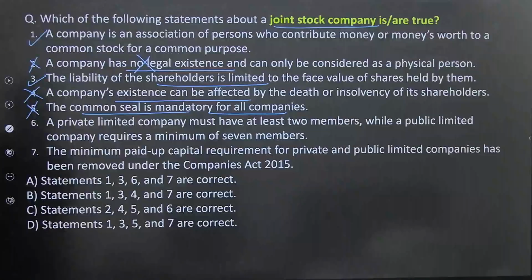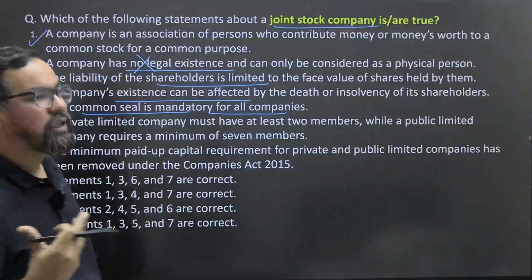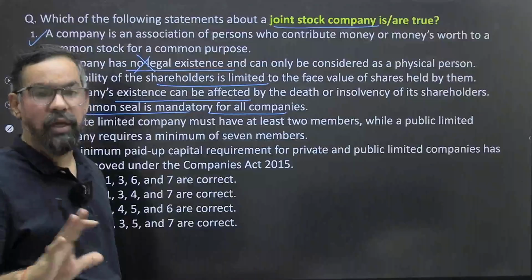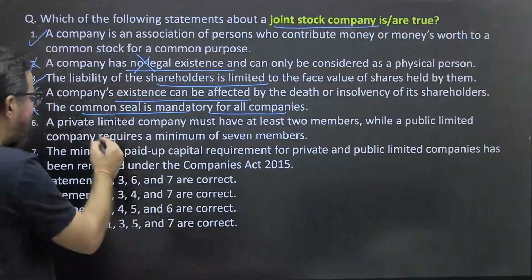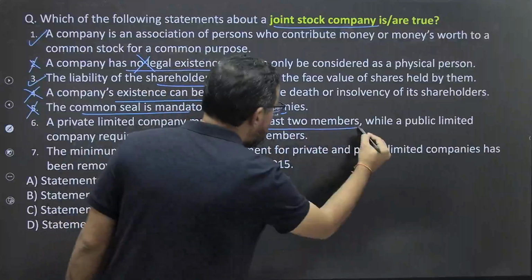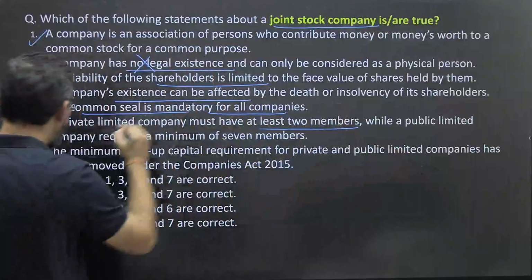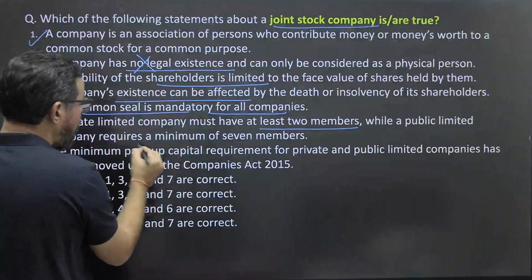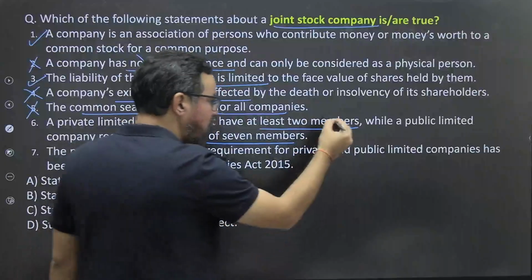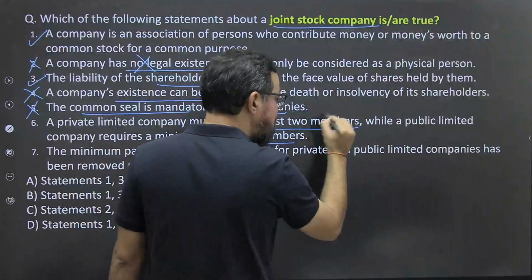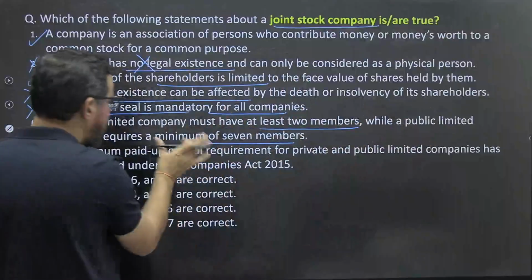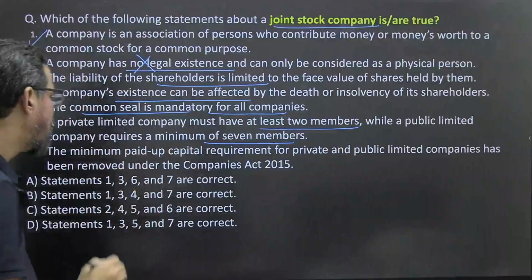It is not for all. But common seal is something which generally represents the company in important documents. A private limited company must have at least 2 members, while a public limited company may require 7 members. So here we have minimum 2, maximum 50. Here we have minimum 7 and maximum 200.